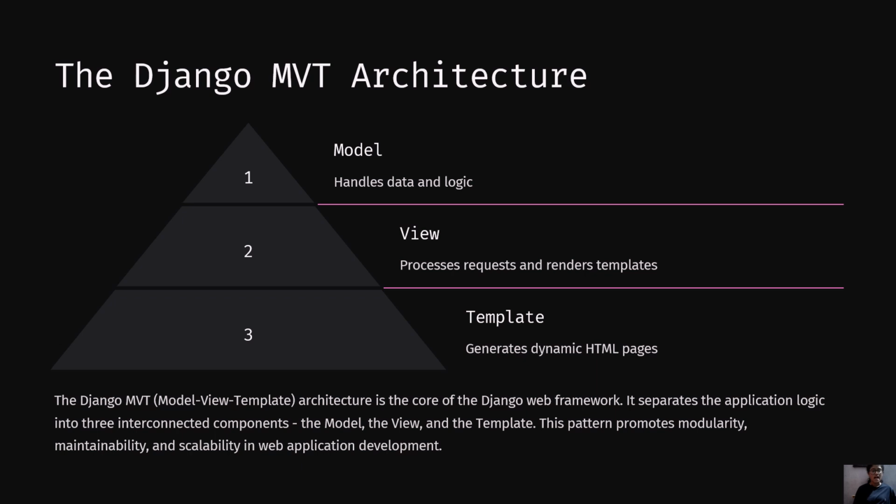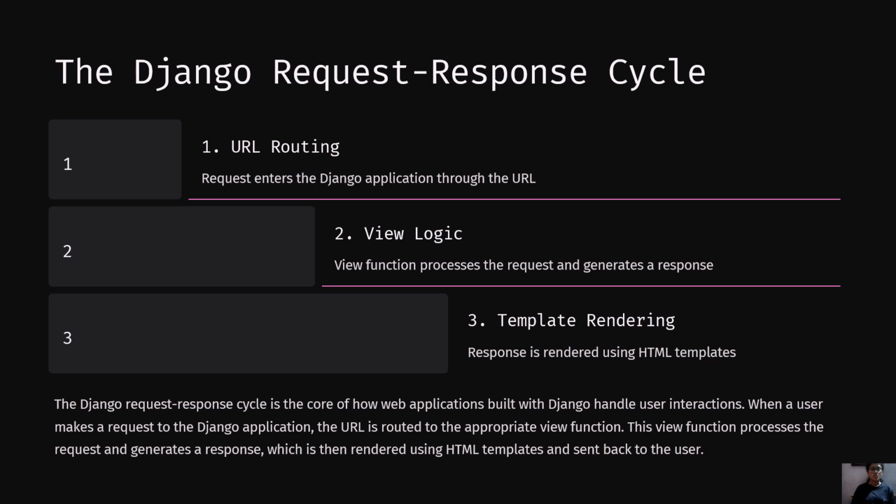Django MVT architecture is the core of the Django web framework. It separates the application logic into three interconnected components: model, view, and template. This pattern promotes modularity, maintainability, and scalability in web application development. Django request response cycle. URL routing: a request enters the Django application through the URL. View logic: the view function processes the request and generates a response. Template rendering: the response is rendered using HTML templates.